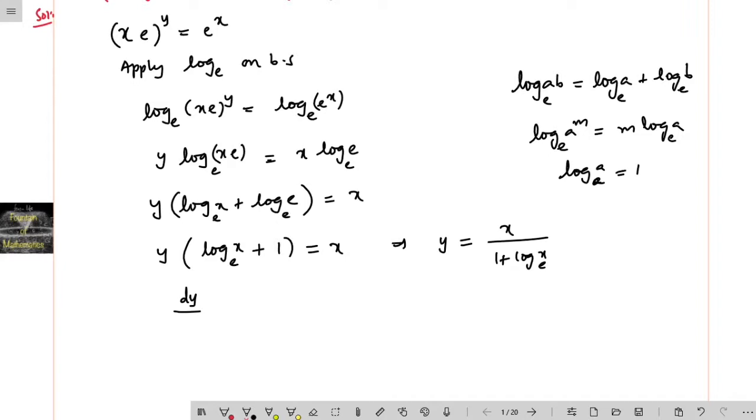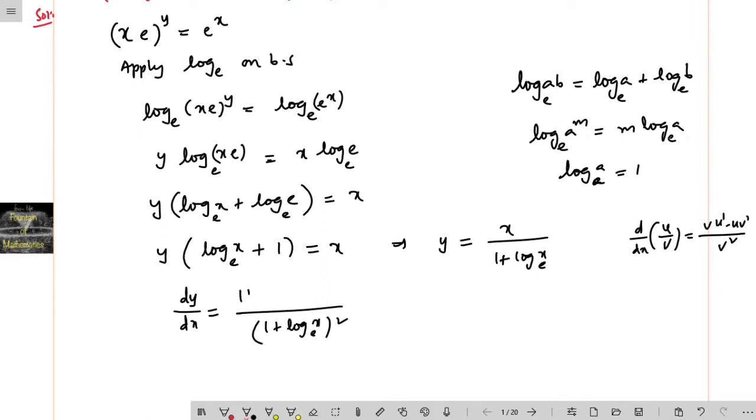Using the u by v rule, dy by dx is equal to d by dx of u by v is equal to v u dash minus u v dash, divided by v square. So we can write here 1 plus log x to the base e whole square in the denominator, and 1 plus log x to the base e into u dash. u dash is differentiation of x, which is 1, minus x into d by dx of this part. d by dx of 1 is 0, log x is 1 upon x. We can write this as 1 upon x.